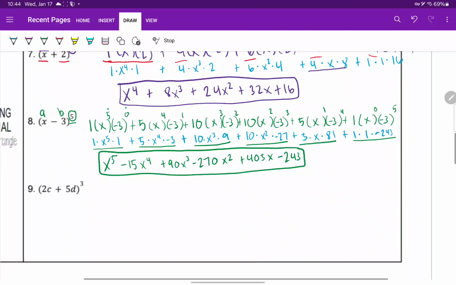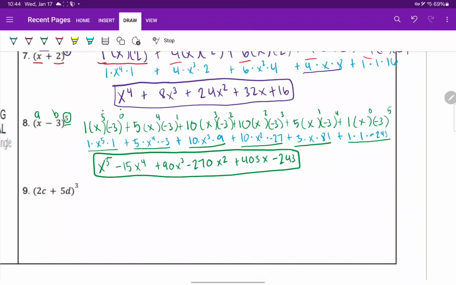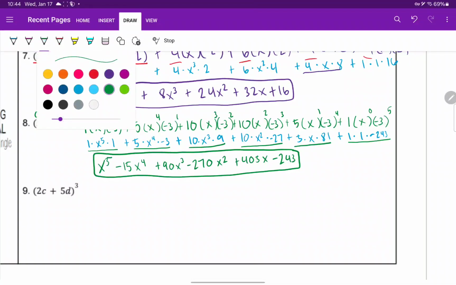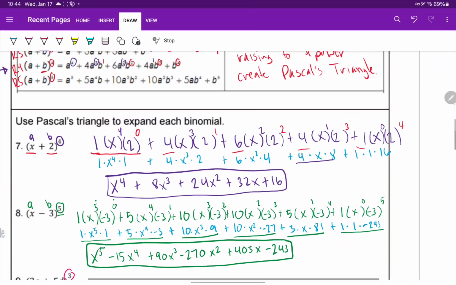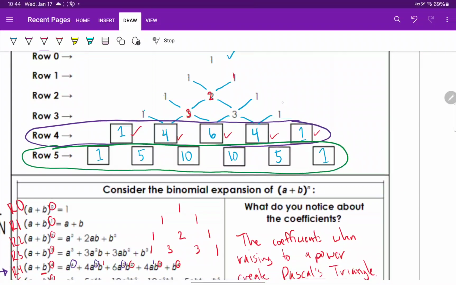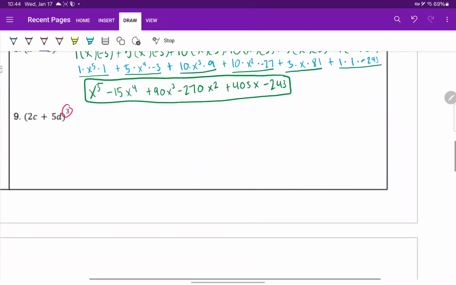All right, and then we got our last one here, and this one is going to be raised to the third power, which is right here. So for this one, I go back up. I'm looking at this one right here: 1, 3, 3, 1. That's row 3. Right there, row 3. 1, 3, 3, 1.